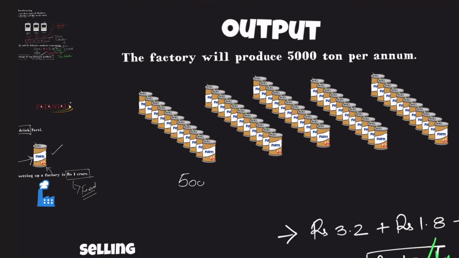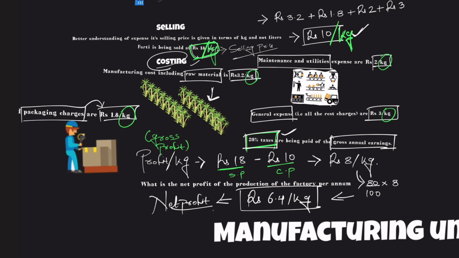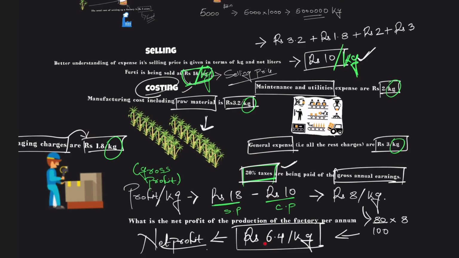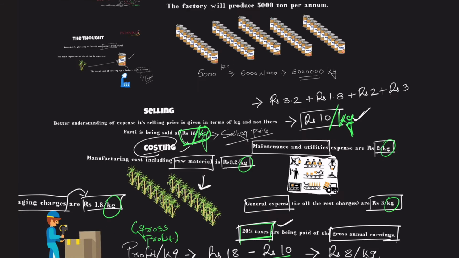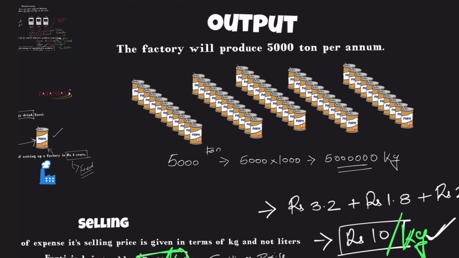And how much am I selling right now? The factory will produce 5,000 tons per annum. So how much is this in kg? 5,000 into 1,000 comes out to be 50 lakh kg. That is what I'll be selling, and on every kg, what is the profit that I am earning? Rupees 6.4 is the profit that I am earning on every kg that I am selling.